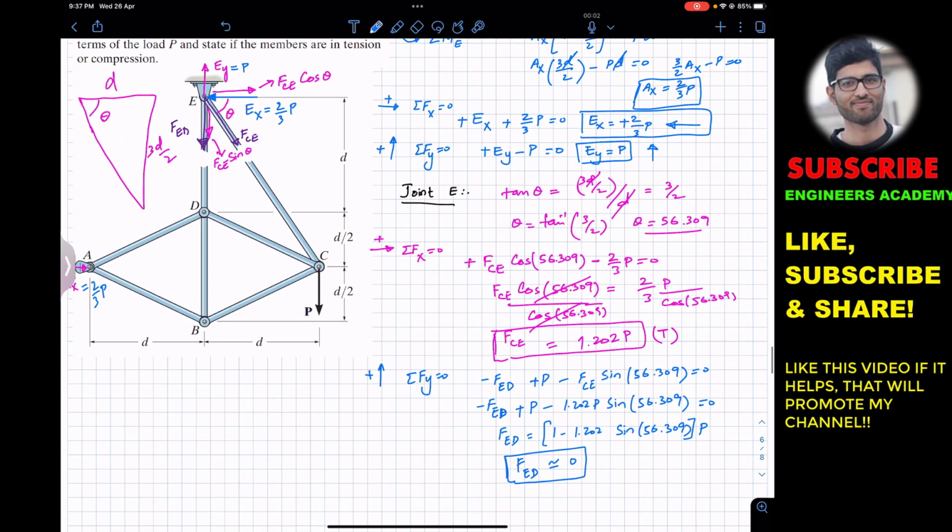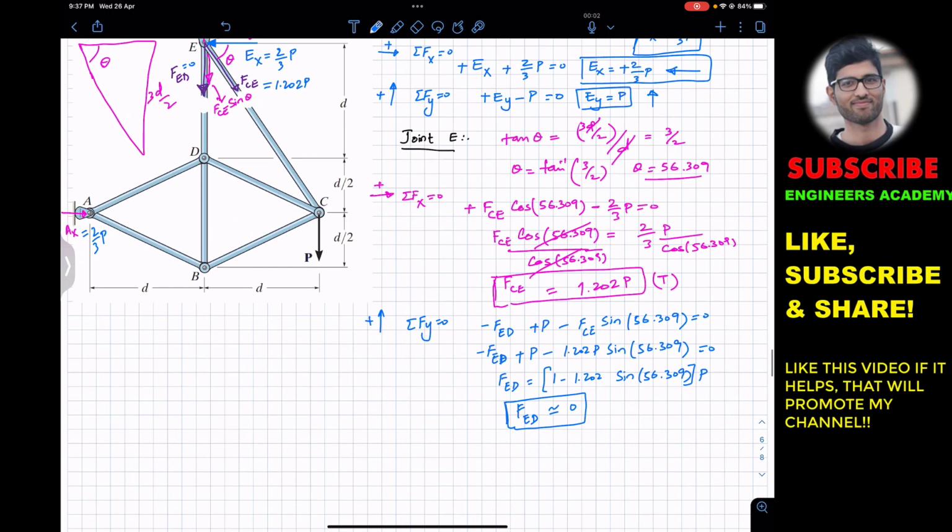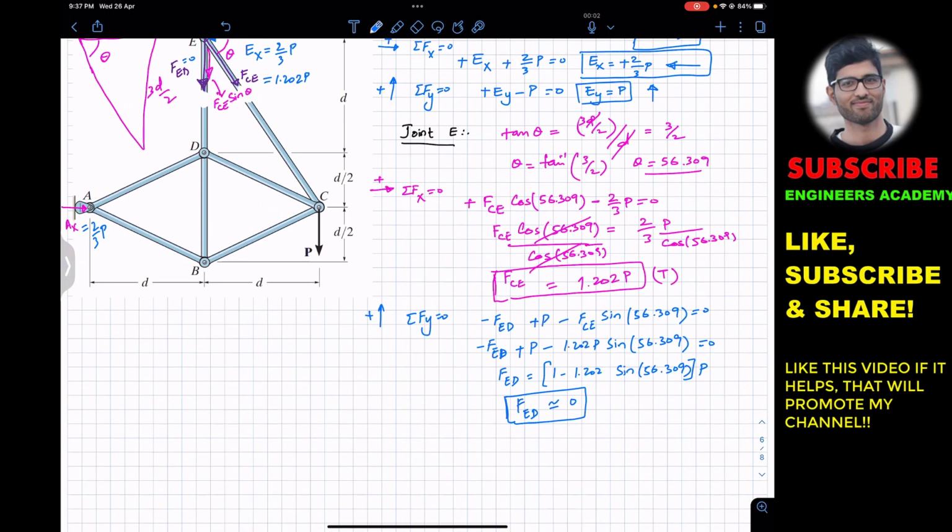So now we know FCE. FCE is 1.202P and FED is 0. Now next we will consider joint A.